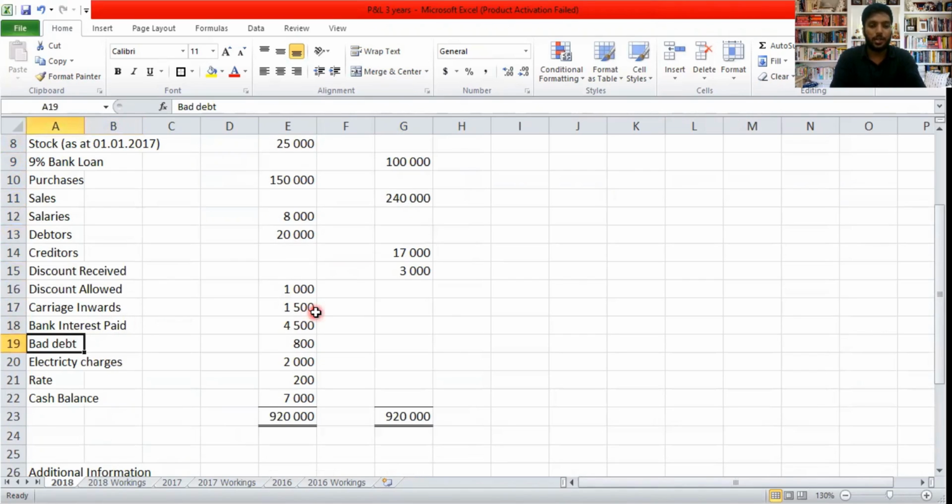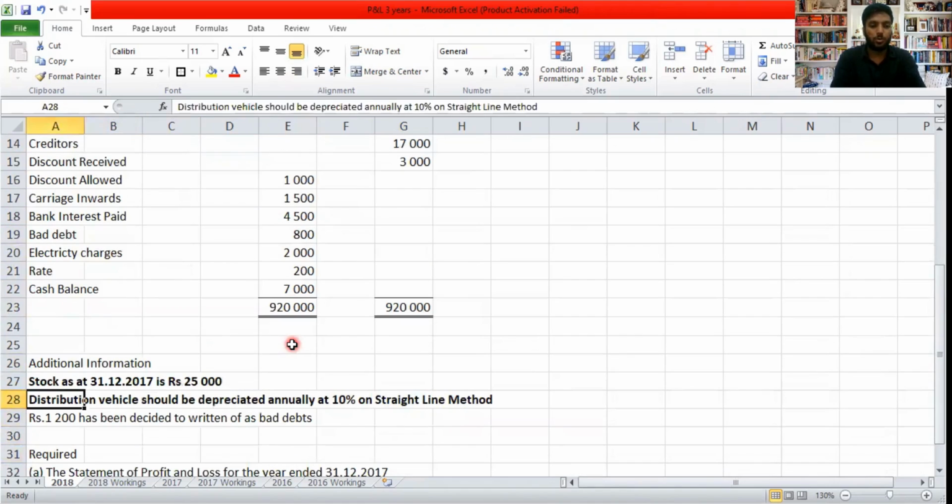They have given a bad debt of 800 already, and also a bad debt of 1,200. This 800 is already considered in the trial balance, but this 1,200 is not considered. So what you need to do is deduct only that 1,200 from the debtors.